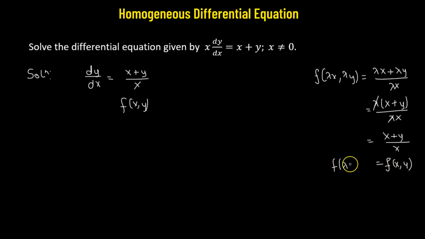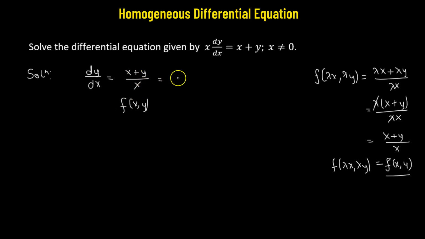So when we make a substitution, replacing x with lambda x and y with lambda y, if we get back the original function, then we say that our function f of x comma y is a homogeneous function. Now since the function is homogeneous, this is an example of a homogeneous differential equation. Now how do we solve this equation?